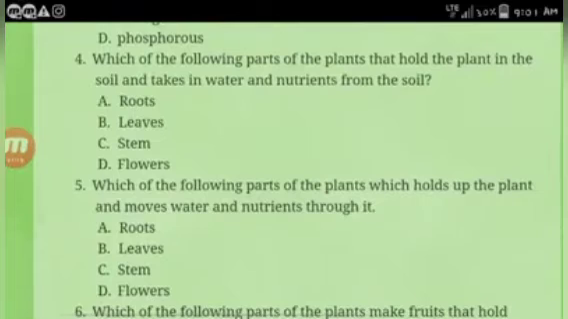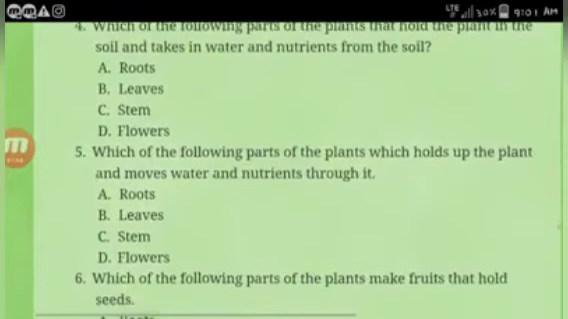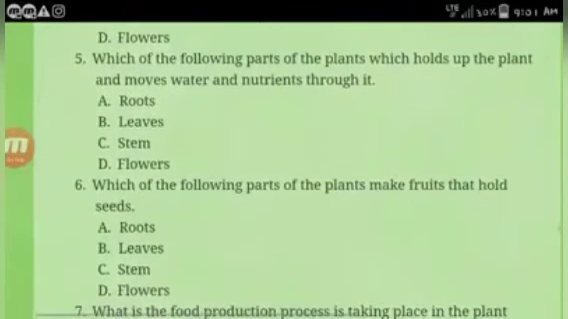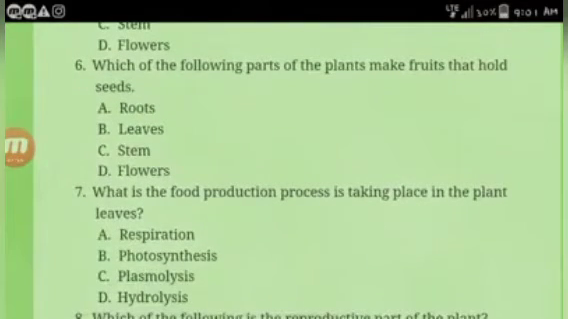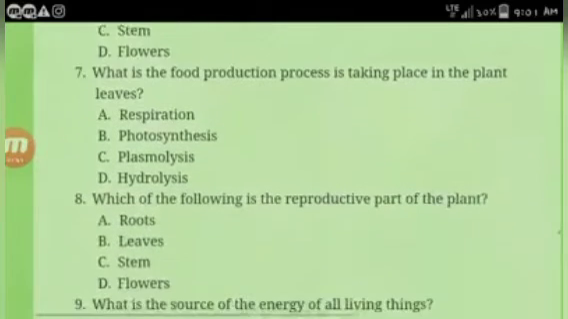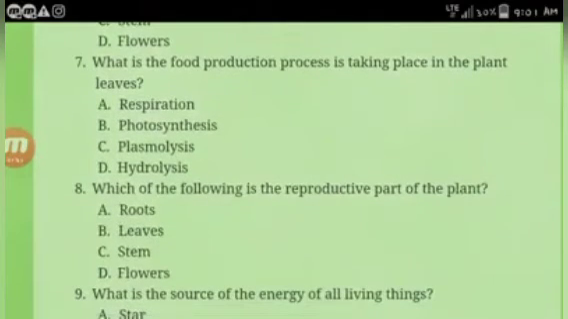Number 4, which of the following parts of the plants holds the plant in soil and takes in water and nutrients from the soil? Of course, it's roots, letter A. Number 5, which of the following parts of the plants holds up the plant and moves water and nutrients through it? It's obvious, it's stems. Number 6, which of the following parts of the plants make fruits that hold seeds also? So that's flowers, right?